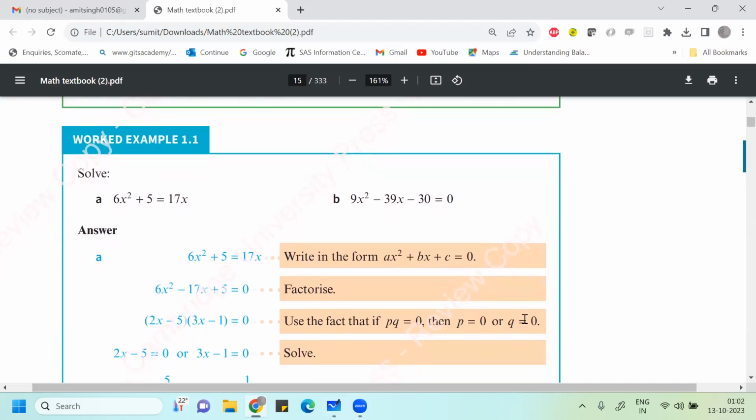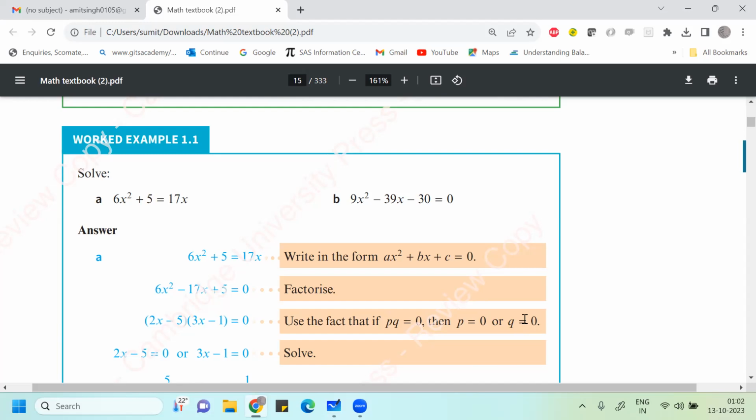Okay, so a few worked examples are there. You can see this worked example like 6x square plus 5 is equal to 17x. I can bring -17x this side. So again, this becomes a quadratic equation. Here the product should be 30x square and the sum should be -17.